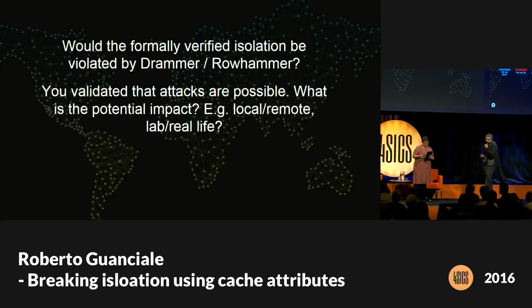So you validated that attacks are possible. What is the potential impact, comparing local, remote, laboratory or real life? Here the assumption is that the attacker gets complete control of the operating system. So we just get root on Linux, basically. There are existing attacks to obtain this, so we didn't care about how you can compromise Linux. But it is an assumption that you need in order to exploit this vulnerability.